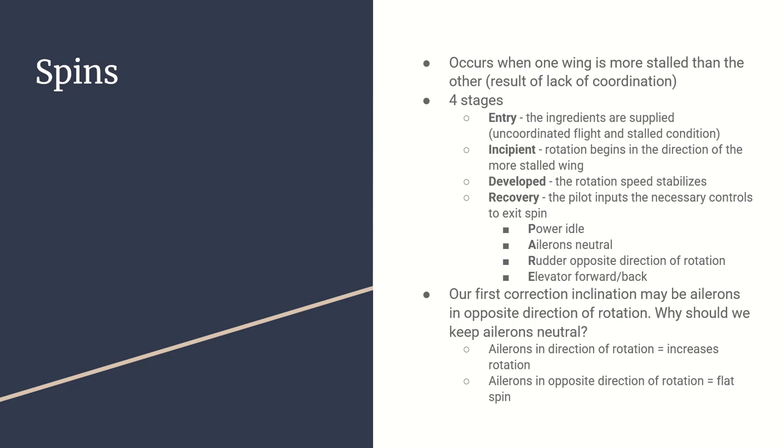Okay, so don't go ailerons in the direction of rotation either, right? There's no good way for the ailerons to go because both of them are bad, right? So that's why we leave ailerons neutral. And then that discussion about ailerons kind of talked about why we have rudder in the opposite direction of rotation, right? It was a lack of coordination problem that caused that autorotation.